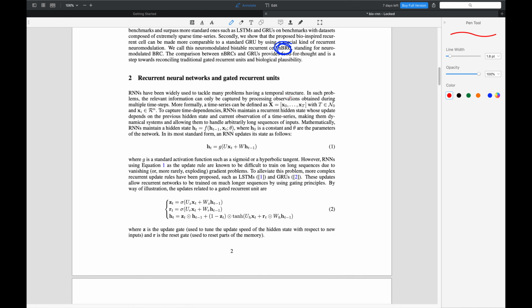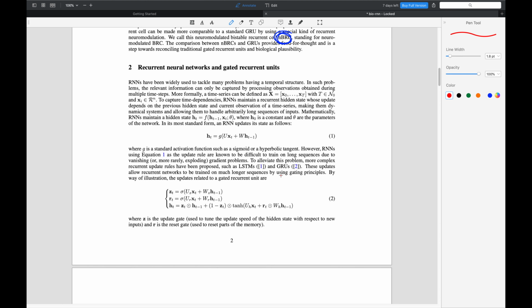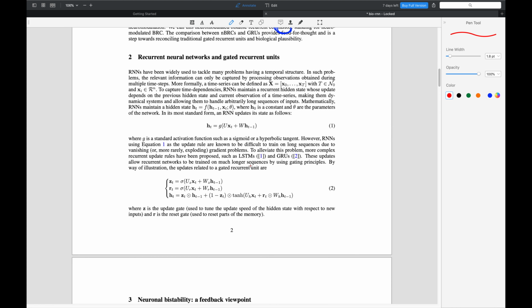So let's actually look at the mathematical formulation of RNNs and GRUs. This paper looks at GRUs especially because GRUs are a bit simpler than our LSTMs.